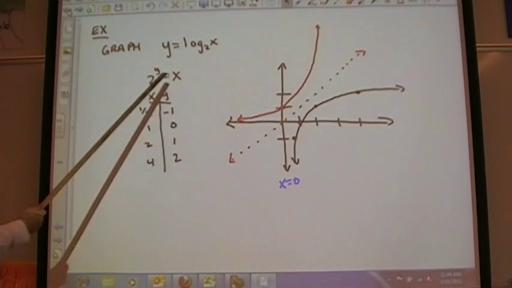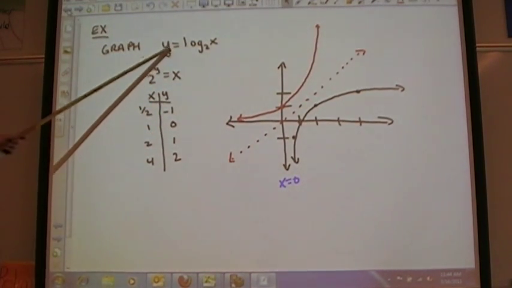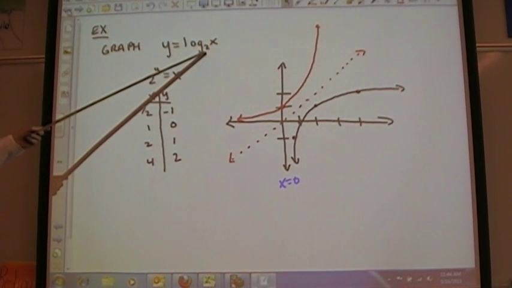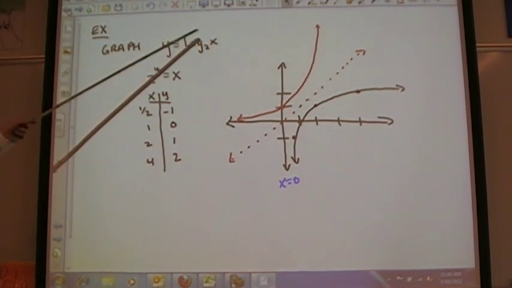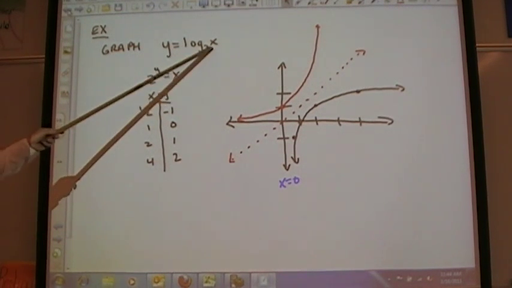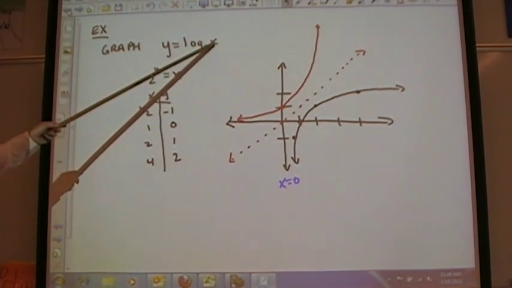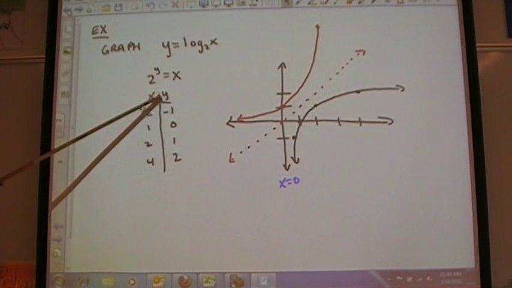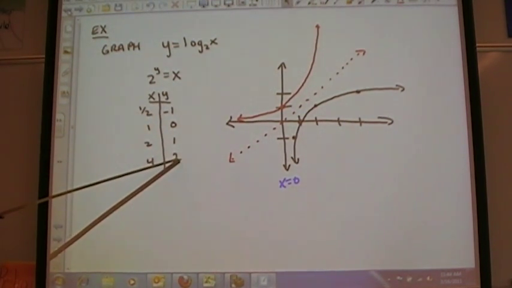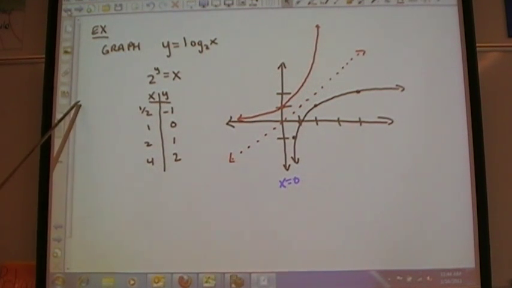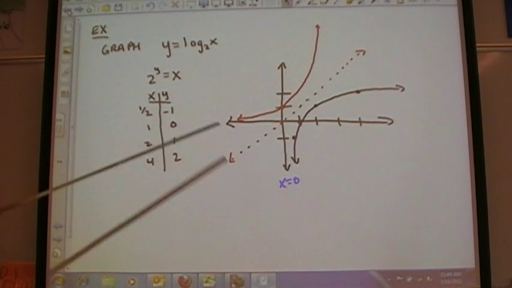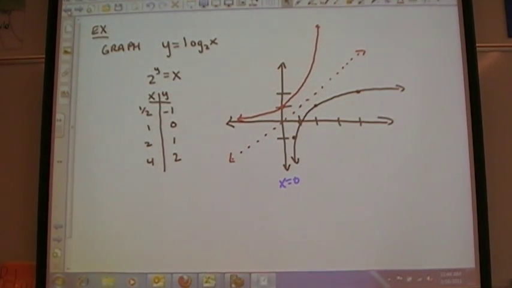Change this first to exponential form. Even though the y is on this side, you should still be able to tell that this converts to 2 to the y equals x. Everybody see that? Okay, take the base number, raise it to that power, set it equal to that. Now when I do the table, I will give you the y values in this case, and you have to figure out what x is, because y is a power. It wouldn't do me any good to give you x and you find y.